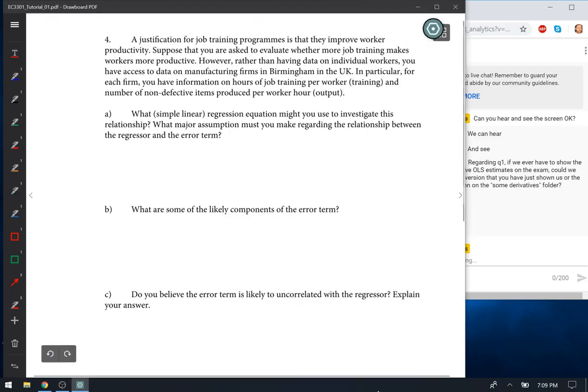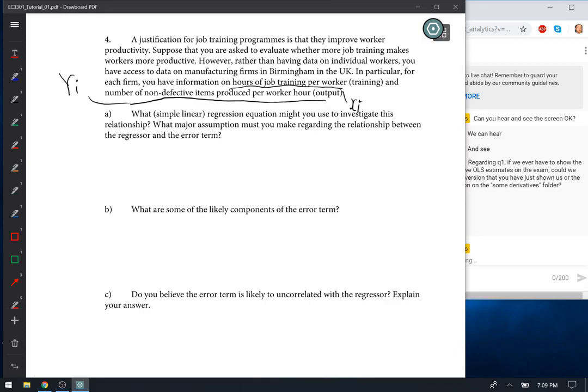So we're going to apply this to an example. We've got a justification for job training: that it improves work productivity. Suppose that you're asked to evaluate whether more job training makes workers more productive, and you've got a data set on the total hours worked at manufacturing firms in Birmingham. In particular, for each firm, you've got information on hours of job training per worker, this would be the X value, the regressor, and the number of non-defective items produced per worker hour, so the output, this would be the Y variable. So you've got a measure of their productivity and a measure of how much training they've had.